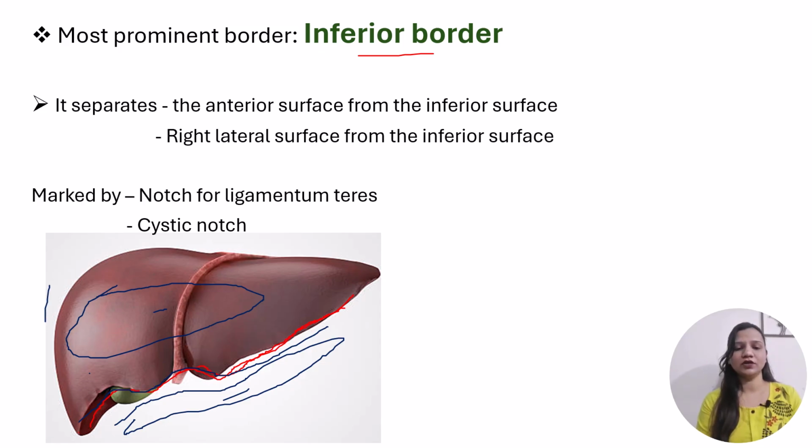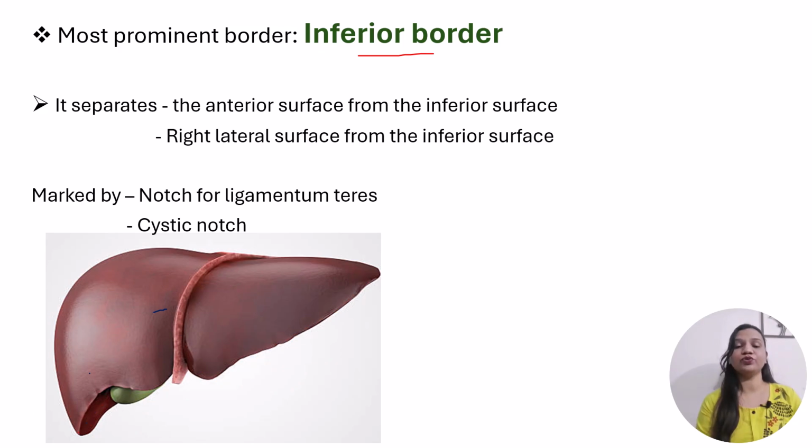Again here you have the right lateral surface of the liver, and this right lateral surface is separated from this inferior surface by the inferior border. So this border is very important, and it is marked by the notch for ligamentum teres. I will show you in the picture.